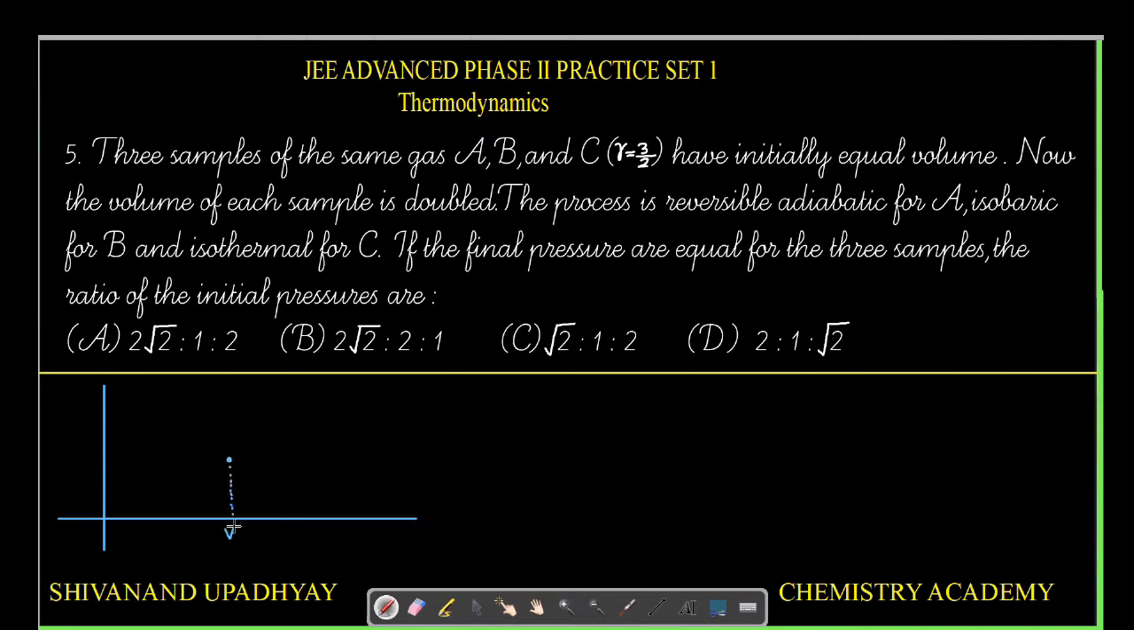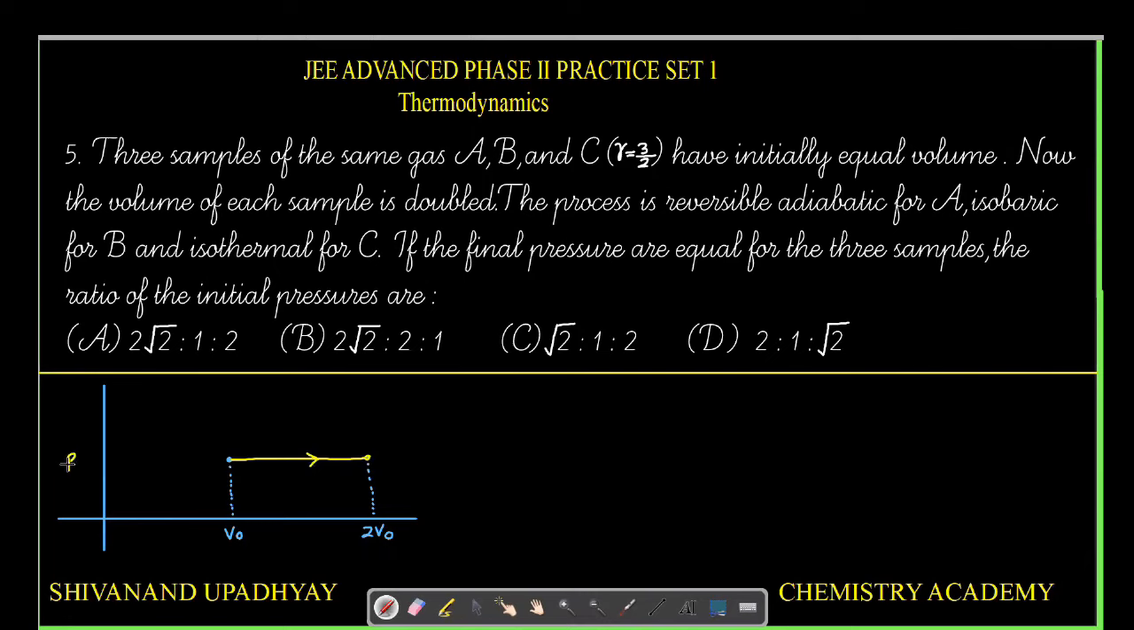So I can write that this volume is V naught. And finally, the volume gets doubled. So final volume is equal to 2 times V naught. Now, what is the name for the isobaric process? That is for B, right? So for the isobaric process, we are moving, and it is expansion because volume gets doubled, but pressure is constant.